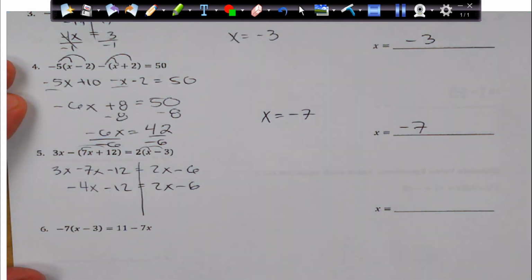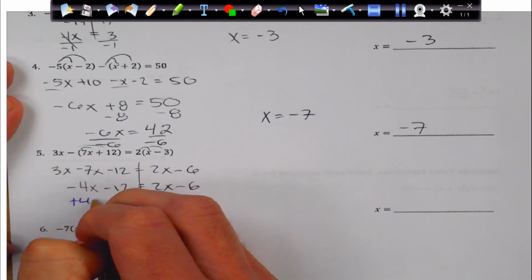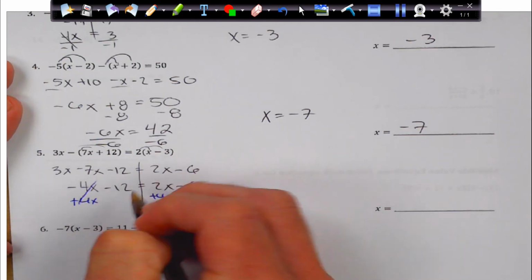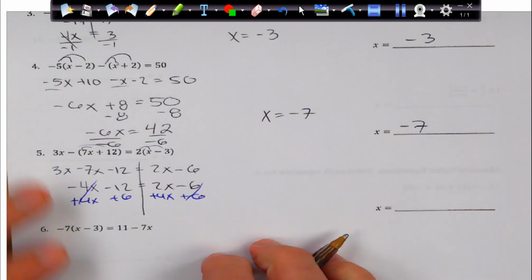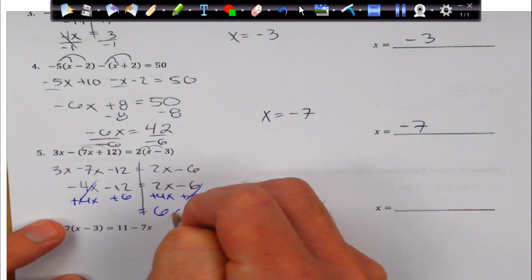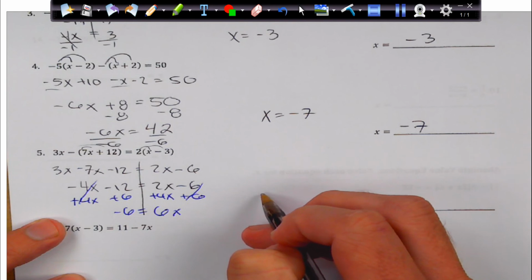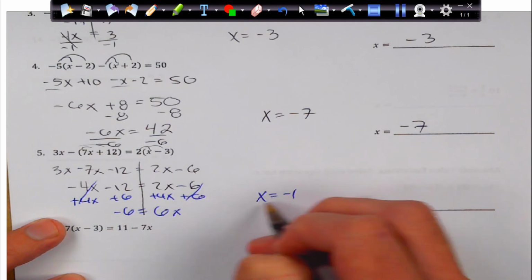So next what I want to go ahead and do is move the smaller x, which is this guy, so negative 4x, I'm going to move over here. At that same time, I'm going to add 6 to move everything I want on the right side. So this is going to end up being 6x, and this is negative 6. Divide both sides by 6, and we should get x equals negative 1.